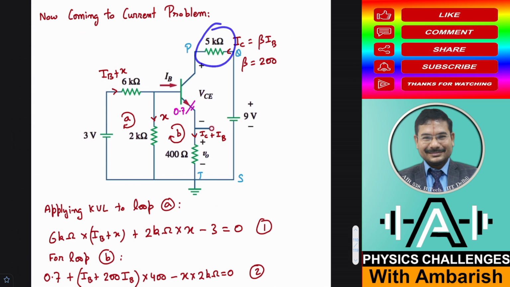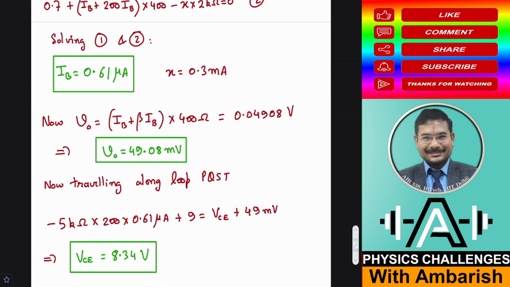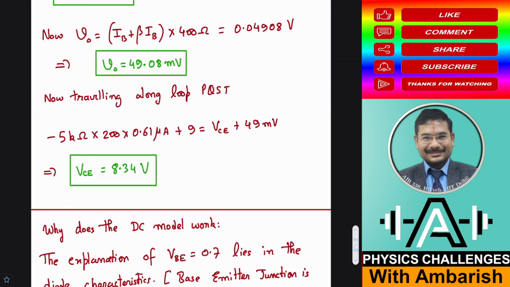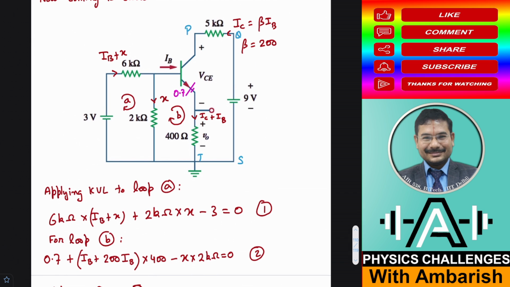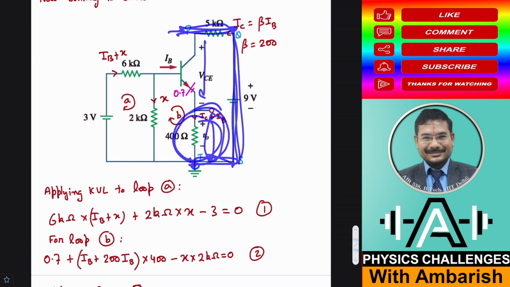Now of course IC is 200 times IB, so IC I have also readily found. Now I want to find out VCE. So VCE is what? See, VCE is the potential drop from this point to this point. So what I can do, I can travel from P to Q to S to T and back to this place. Or otherwise I can say that whatever is the drop from P to Q to S to T, this drop is equal to VCE plus V0. Okay, and V0 I've already found out. So I'll take this drop from P to T and then subtract V0 to get the value of VCE.